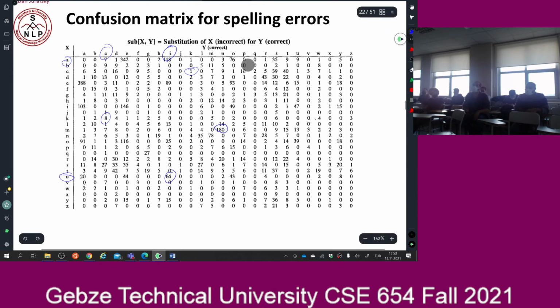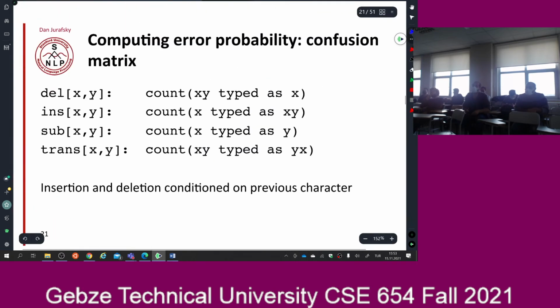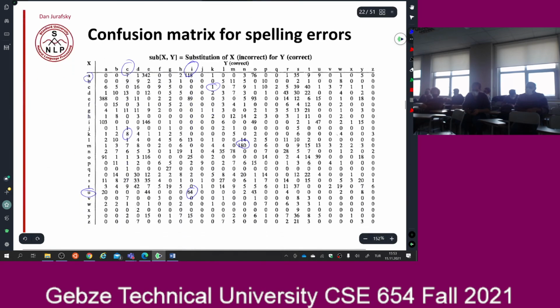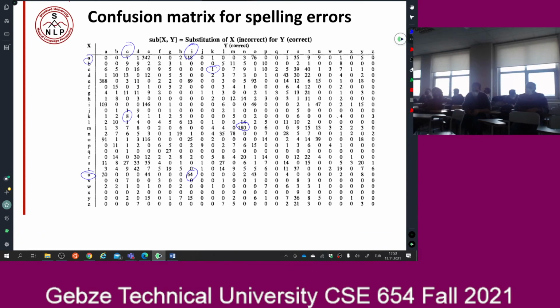Then there is transposition, but this is about substitution. In transposition you have two letters involved. So the transposition table is X, Y, again two-dimensional. It's a two-dimensional table, and it will be as large as this one. Won't we have pairs of letters? Yes, but it's not going to be symmetric, right?